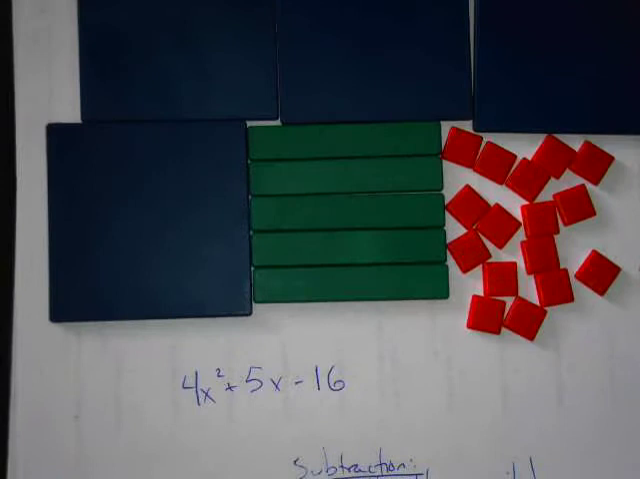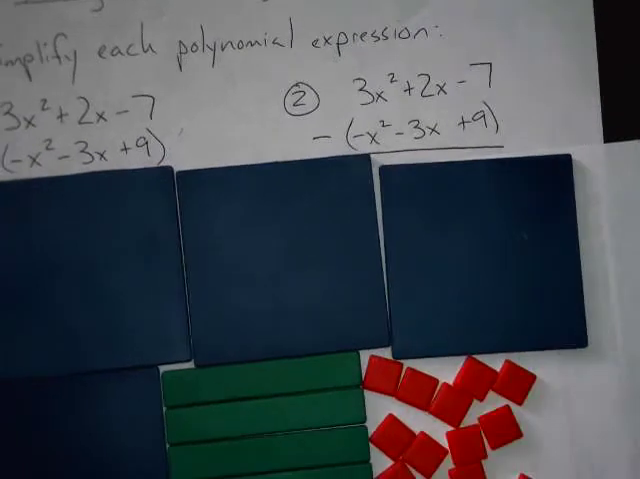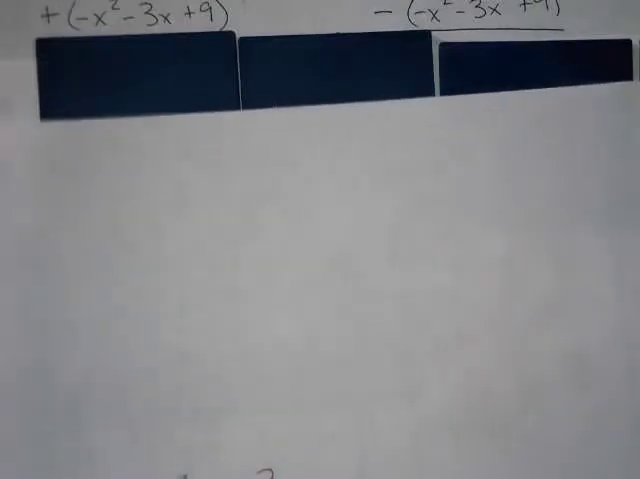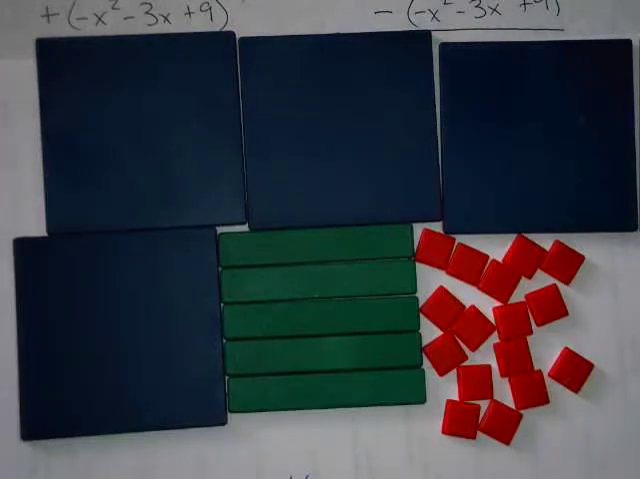So this is actually the result of this polynomial expression by subtracting. So notice the difference, right? When we added, we were left with 2x squared minus x plus 2. When we subtract, we have this. And that's how we can use algebra tiles to model that. So that's one method of doing that.